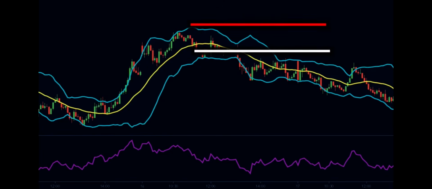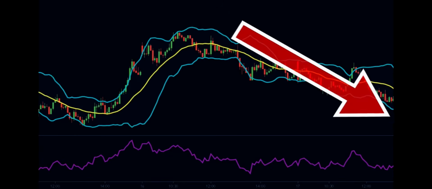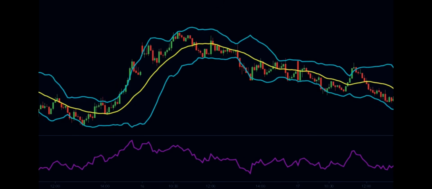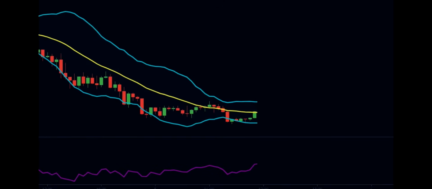We will keep our stop loss above the upper band, and we will keep our targets at 2:1 risk to reward ratio. The stock gave a 2% move within the next few hours after our entry. Let us now look at a buy setup.